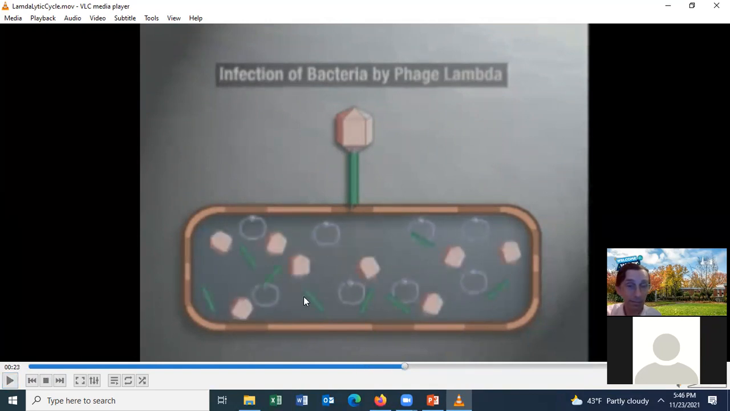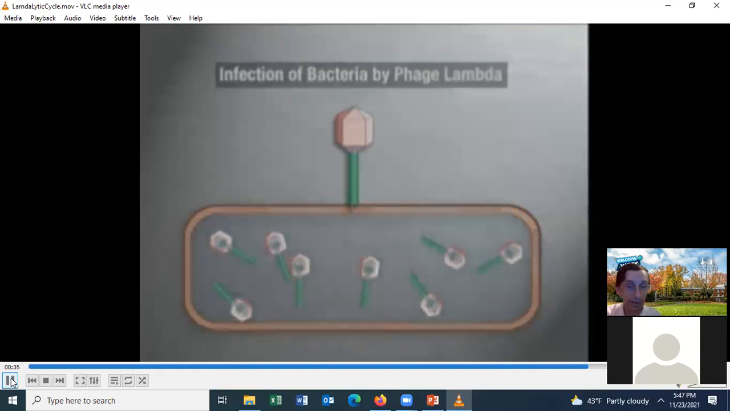and then it transcribes its genome to make messenger RNA, which is then read in the cytoplasm by the host cell ribosomes to make viral proteins. We have to make the viral head and then the viral tails, which are green in this case. And they have to assemble. The viral genome has to be packaged inside the head, and then the tail and the heads come together. That's assembly of the virus.